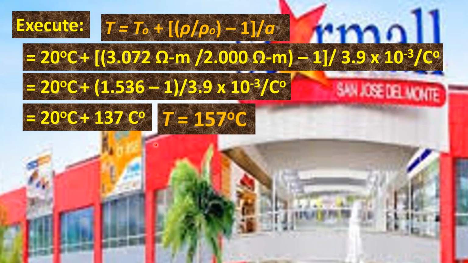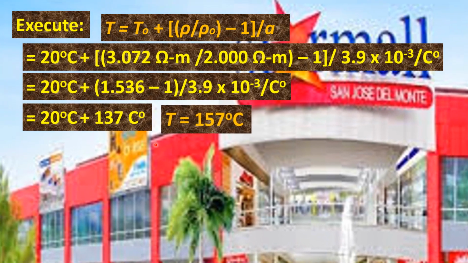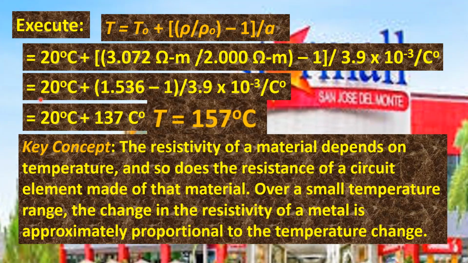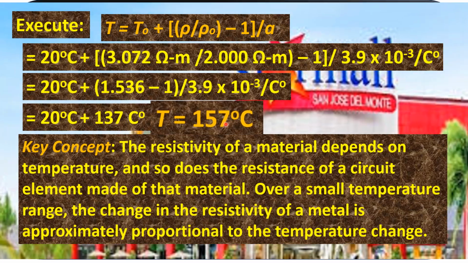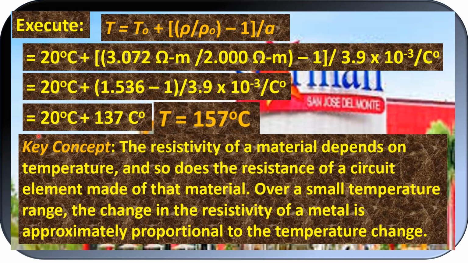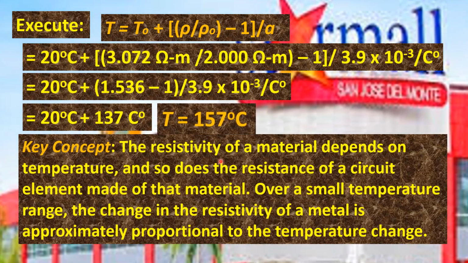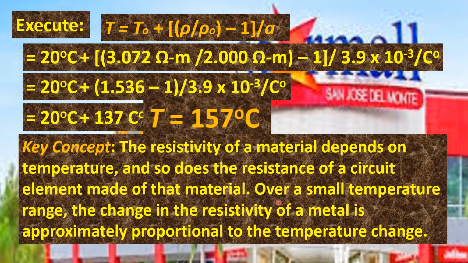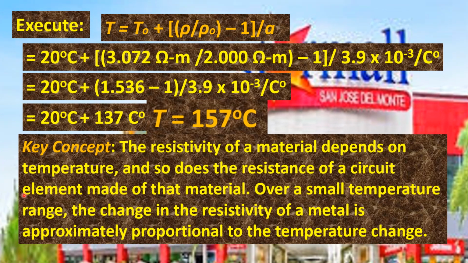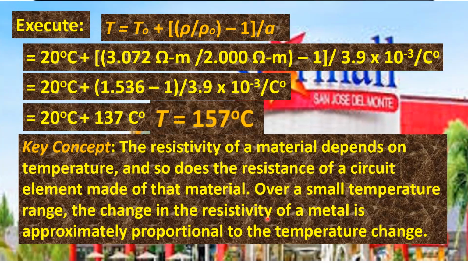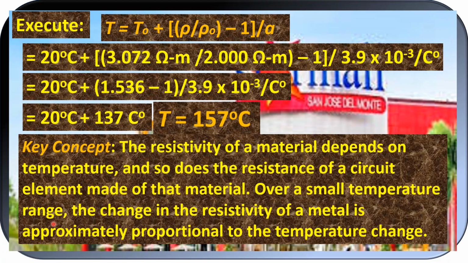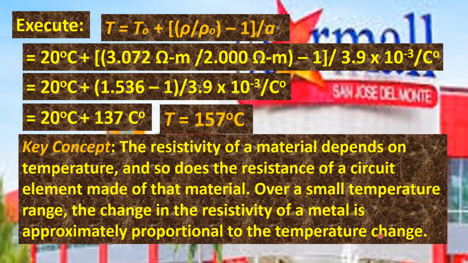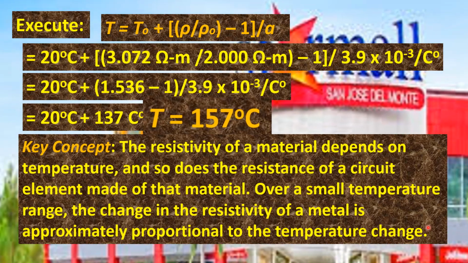So before we end, here is the key concept applied in this problem. We say that the resistivity of a material depends on temperature, and so does the resistance of a circuit element made of that material. Over a small temperature range, the change in the resistivity of a metal is approximately proportional to the temperature change.